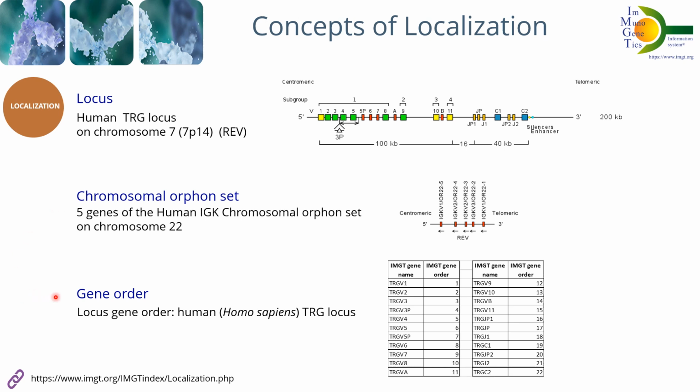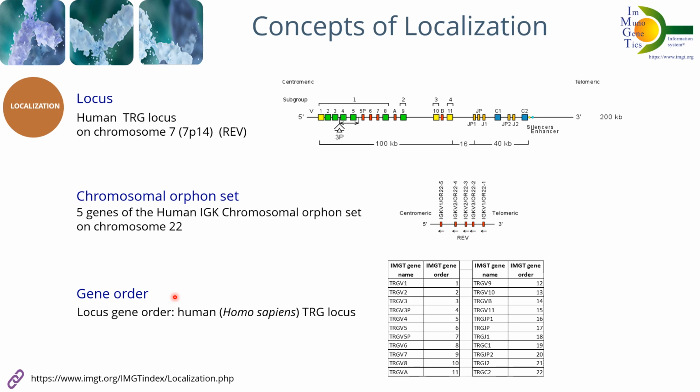Within a locus or chromosomal orphan set, the gene order is the relative position of a gene, whatever its gene type, from 5' to 3' of the locus. All known genes in a locus are ordered according to the gene order, even the non-Ig and non-TR genes present in the locus, because their position may be useful for the gene mapping.